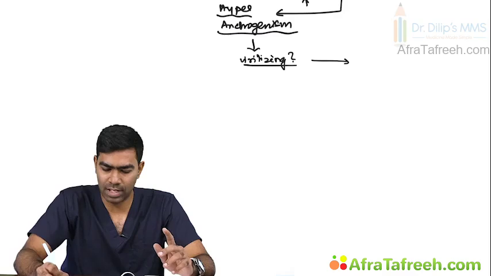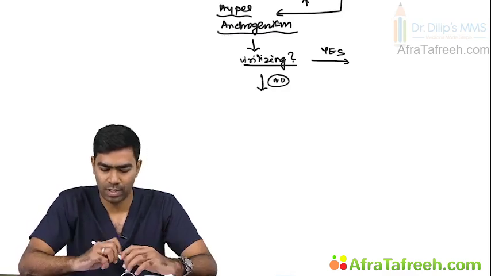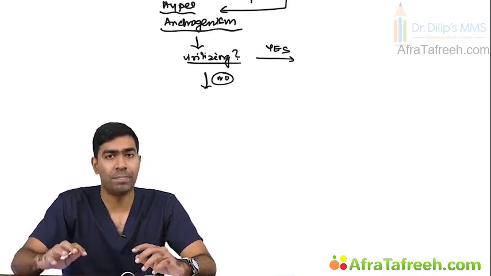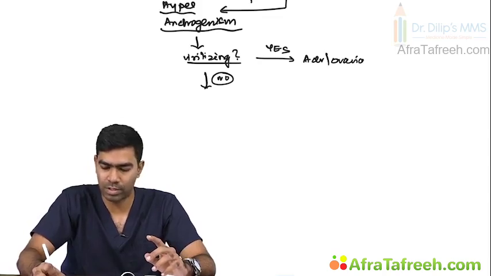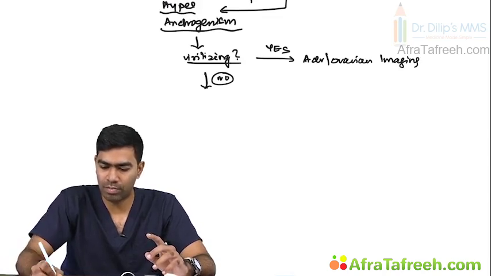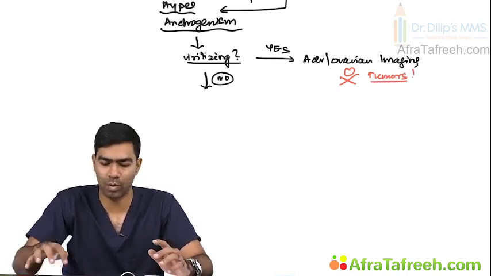If it's virilizing, yes, or if it's virilizing, no. Clear? If it's virilizing, it definitely means the next step is to do adrenal and ovarian imaging, because I have to rule out a tumor here. There is a high possibility of grave diagnoses like adrenal and ovarian tumors, so I have to rule out tumors. In that case, I'll be doing adrenal and ovarian imaging.